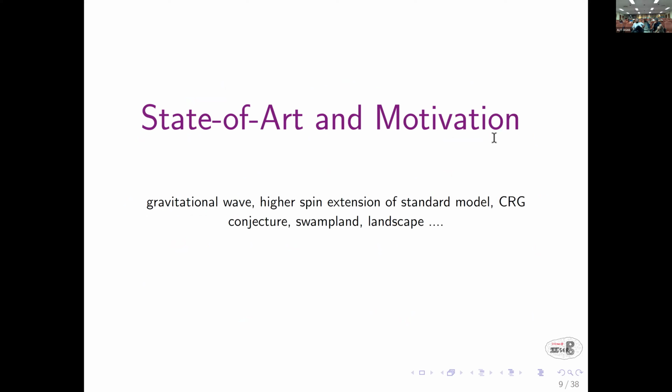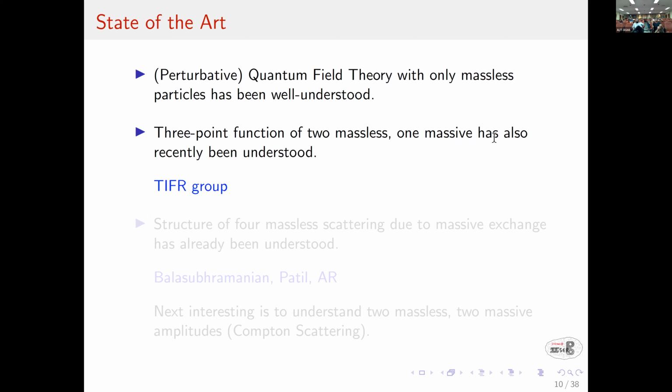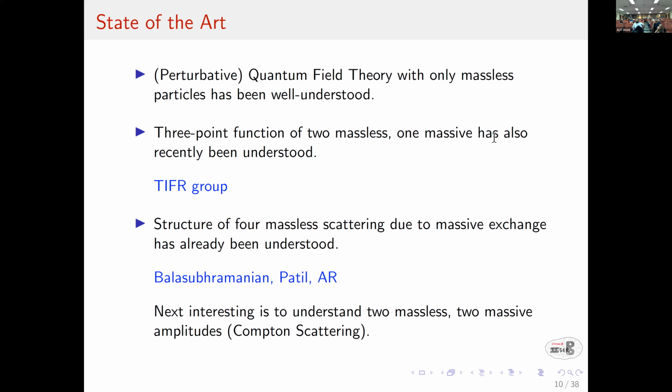Okay, so the state of the art at this point is that perturbative quantum field theories with massless particles, only massless particles in the sense of spin 1, spin 2, spin 3/2, have been well understood. People from this audience have classified the 3-point function and also the 4-point function of 2 massless, 1 massive. 4 years ago, we took that answer and tried to see what should be the structure of the 4-point function. But that was basically the 4-point function of 4 massless particles due to a massive exchange.